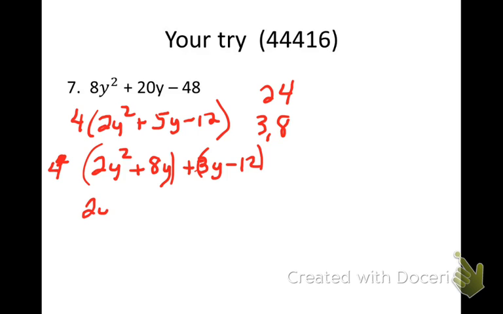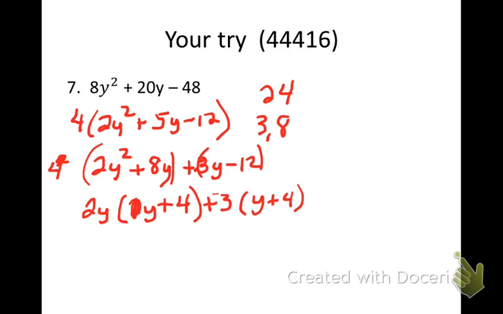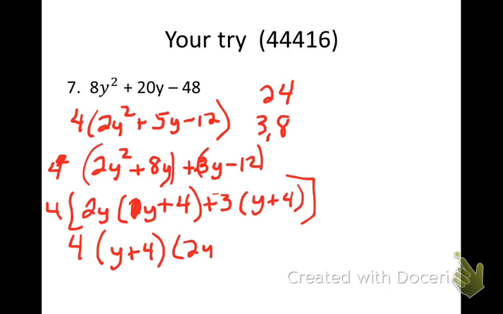So I'm going to factor out a 2y, leaving me with y plus 4. And here I can factor out a negative 3, leaving me with, because that's a negative 3 there, I forgot that, y plus 4. So now I have my 4 that I started with, and if you want to carry the 4 along, you probably need to put this in brackets then. And so what do I have in common? A y plus 4, leaving me 2y minus 3. So that would be my final answer.